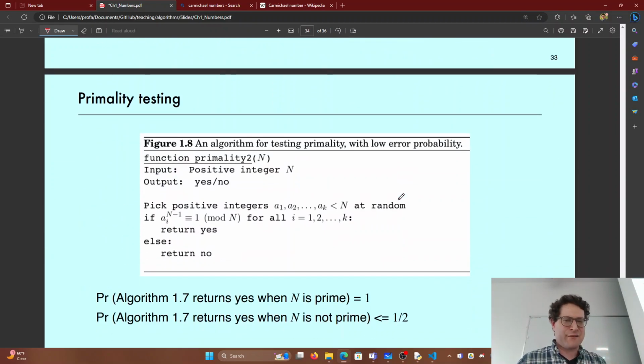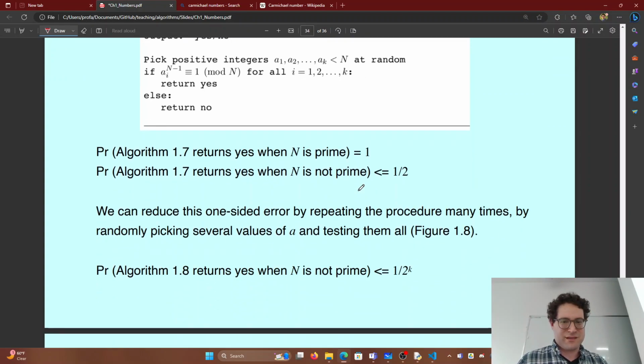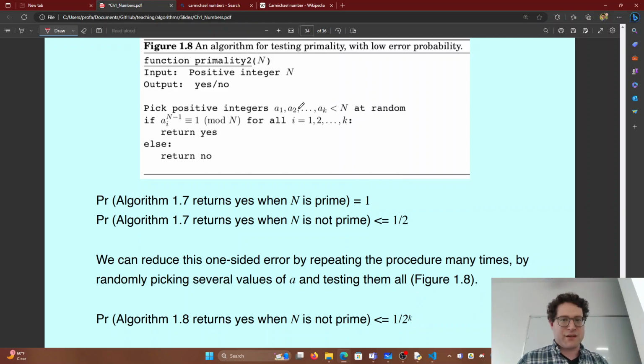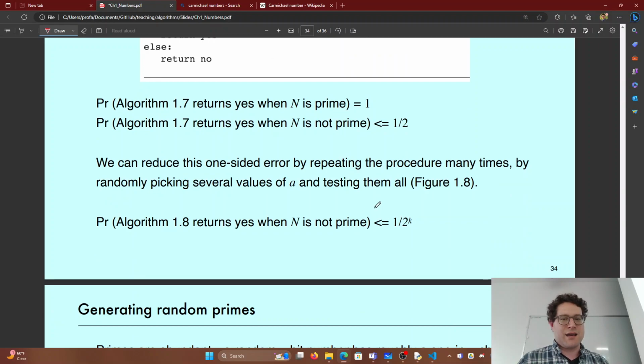So how do we solve this? Do it a lot of times. A lot of times. So pick some k number. And now your chances of getting that wrong are now 1/2 to the kth power.